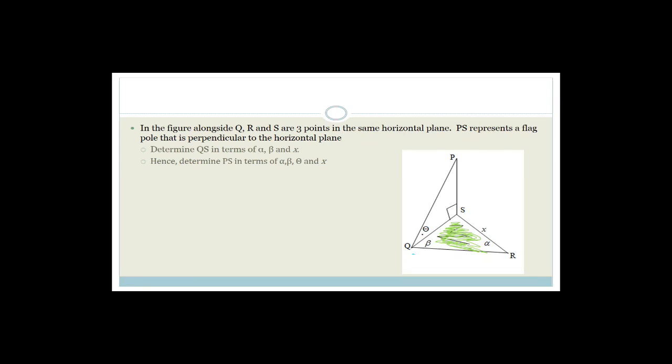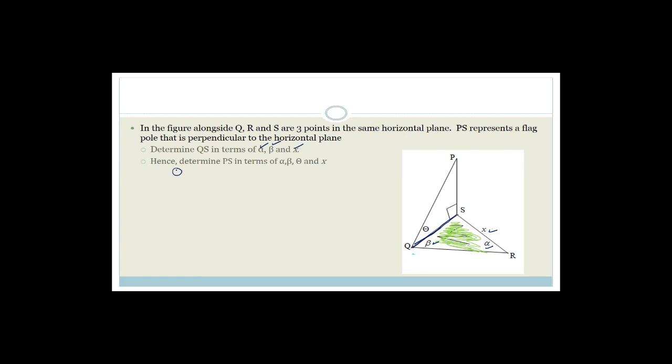It says determine QS in terms of alpha, beta, and X. Okay, so there's alpha, there's X, and that's beta. So they want it with respect to this triangle here, okay? And the only thing we can use is either the sine rule or the cos rule, because we have no right angles in anything. But the cos rule is two sides and an enclosed angle, so it means we have to use the sine rule. And they say determine QS in terms of alpha, beta, and X.